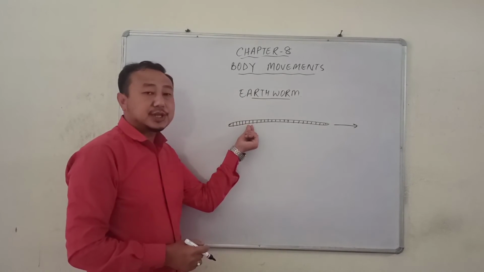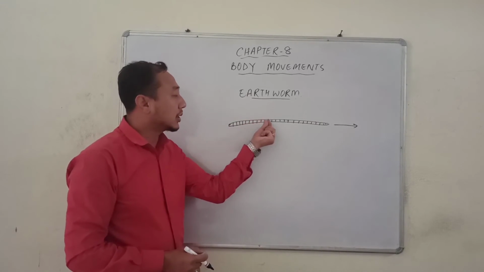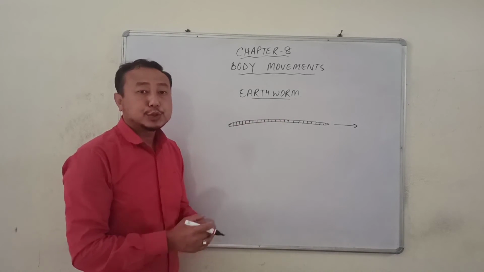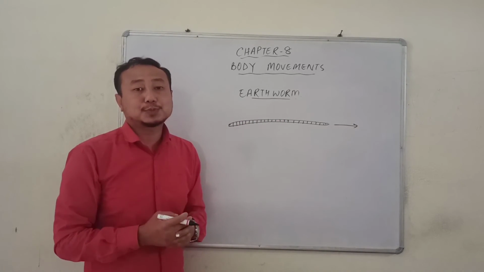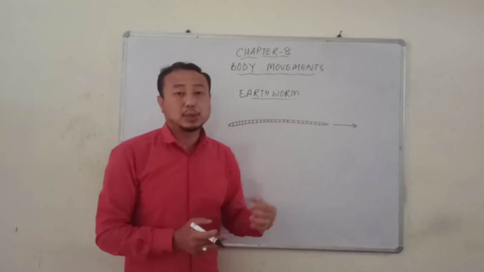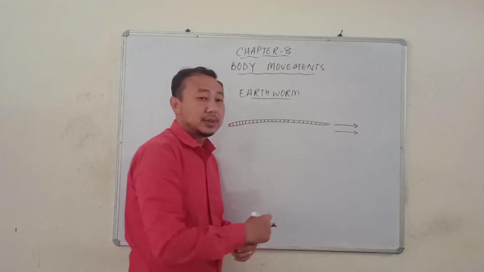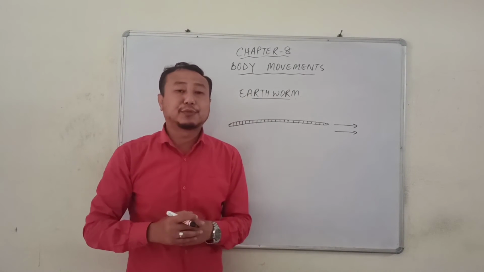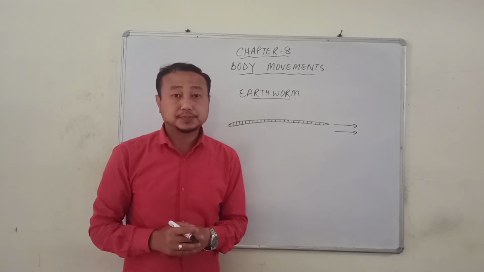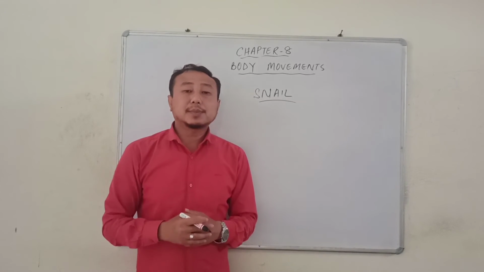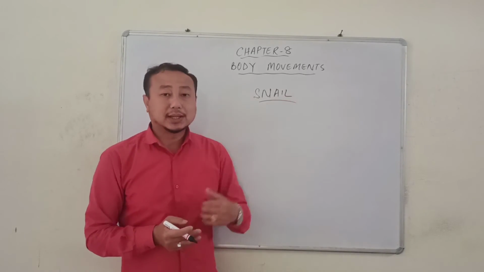If the muscle that is present in a particular part contracts, the muscle that is present on other parts will expand or relax. So the continuous contraction and expansion of these ring-shaped muscles helps the earthworm to move forward. So in this way, the earthworm performs the movement of its body parts. Now, let us come to the next animal. The next animal that we are going to take up is the snail.